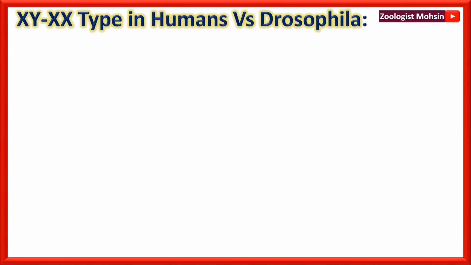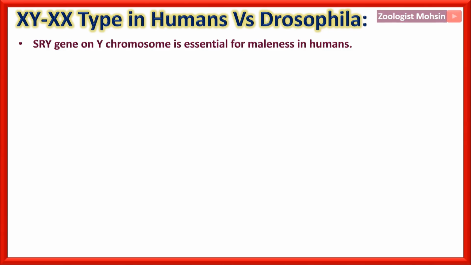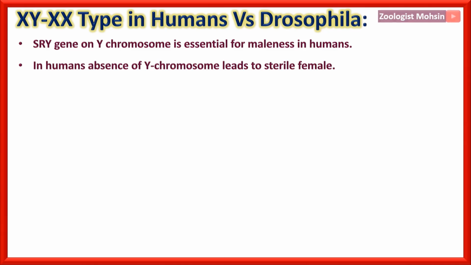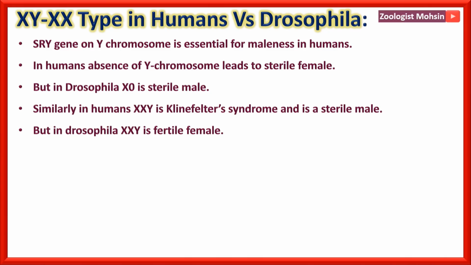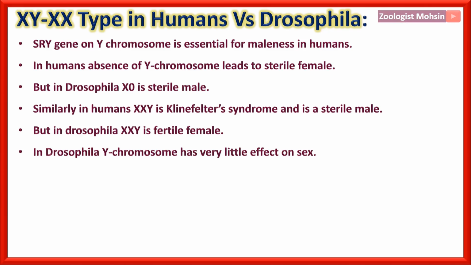Now XY XX type in human versus Drosophila. SRY gene on Y chromosome is essential for maleness in humans. In humans, absence of Y chromosome leads to sterile females, but in Drosophila, X0 is a sterile male. Similarly, in humans, XXY is Klinefelter syndrome and is a sterile male, while in Drosophila, XXY is a fertile female. In Drosophila, Y chromosome has very little effect on sex.